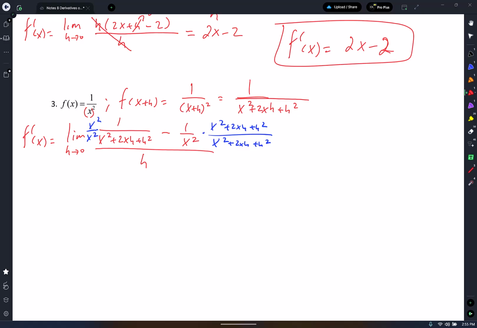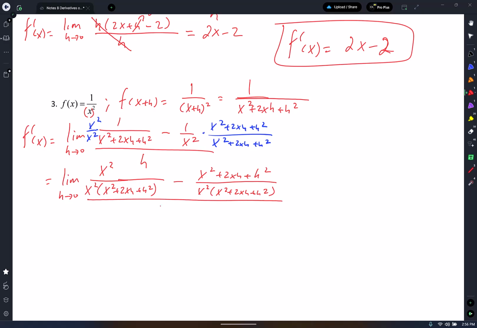So here's what I have. Limit as h approaches 0. So this looks like x squared over, and I'm not going to distribute this. I'm going to leave it like this. X squared times (x squared plus 2xh plus h squared) minus (x squared plus 2xh plus h squared), over x squared times (x squared plus 2xh plus h squared). All this is over h.